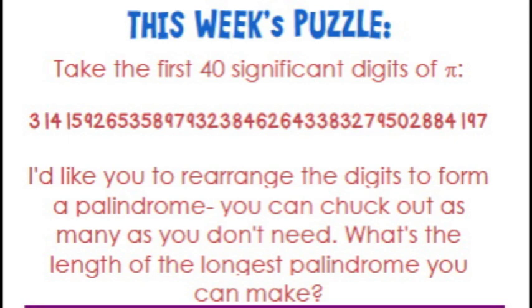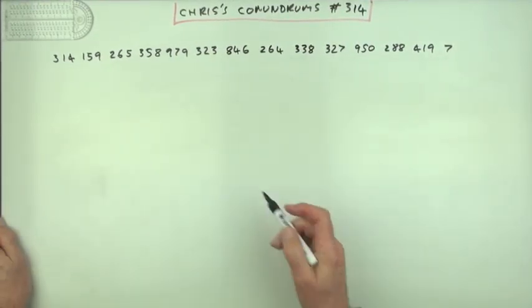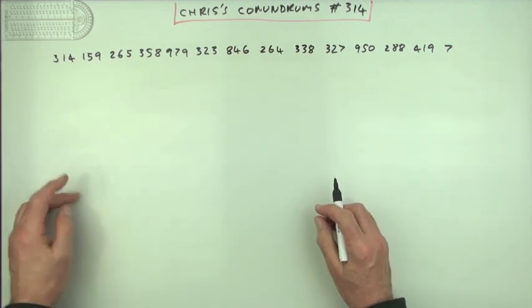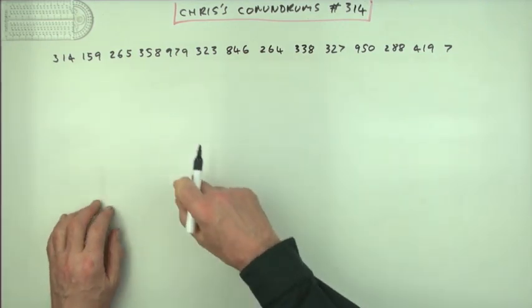You can chuck out, or remove, that is, as many as you don't need. What's the length of the longest palindrome you can make? So here it is then. There are the first 40 digits of pi. And I want to make a palindrome. That means it's going to read the same forwards as backwards.